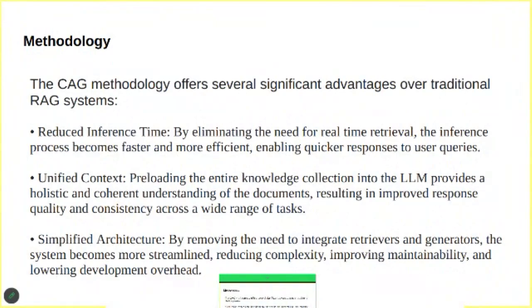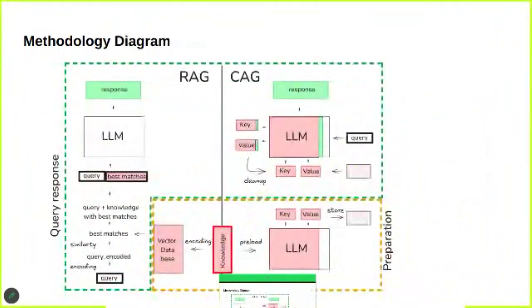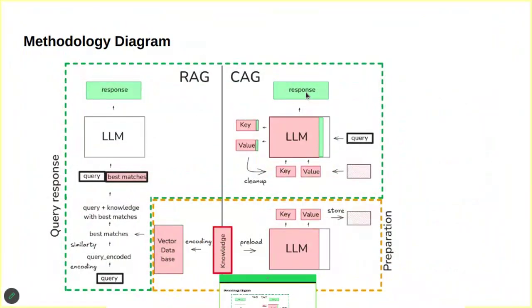The format is easily understandable, a key value format that's stored in the cache, easily understood by the model. So let's go to the methodology. Now this is where it gets interesting. So we have the CAG and the RAG. We have to compare the before and the after, the future and the past.